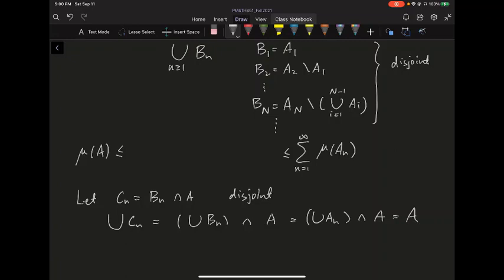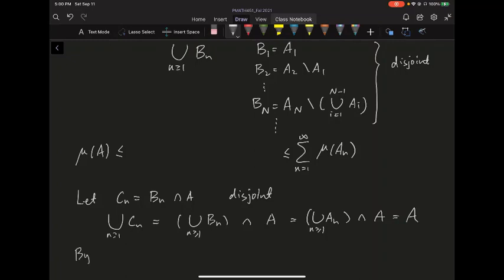So now A is written as a countable disjoint union. So A is a countable disjoint union of these elements Cn. Well, there's one more thing we need to be careful about. I need to show these Cn are actually in the algebra.